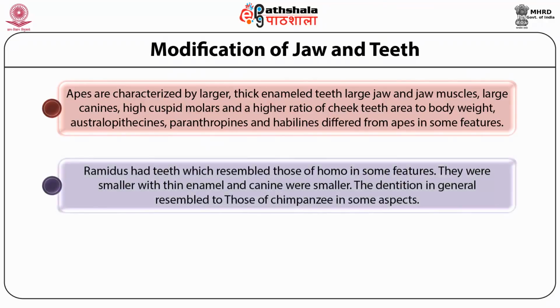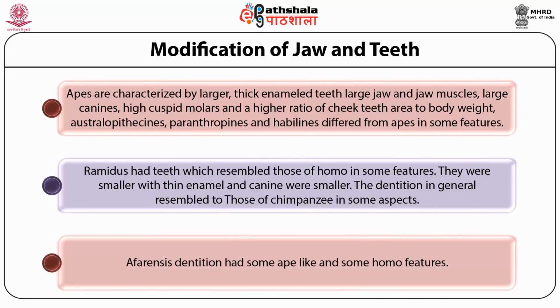Australopithecus ramidus had teeth which resembled those of Homo in some features. They were smaller, with thin enamel, with reduced canines. The dentition in general resembled that of chimpanzees in some aspects. Similarly, Australopithecus afarensis dentition had some ape-like characteristics and some Homo-like features.